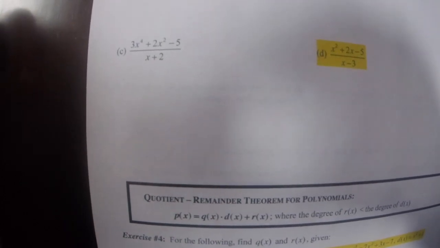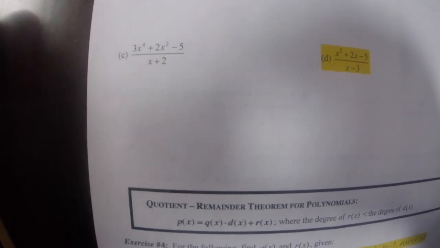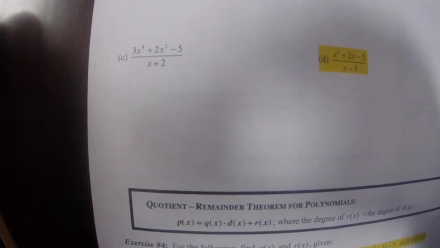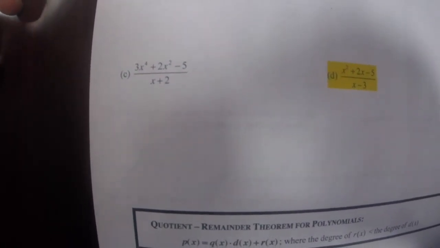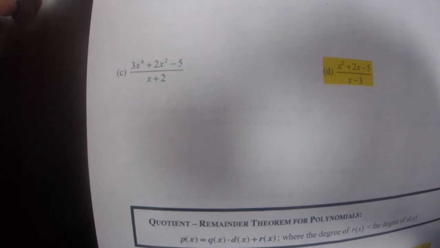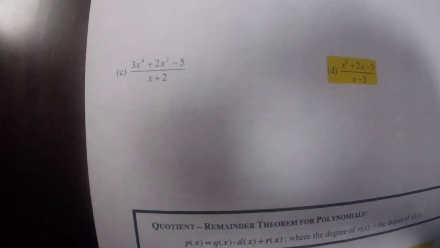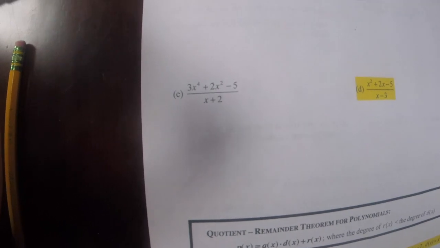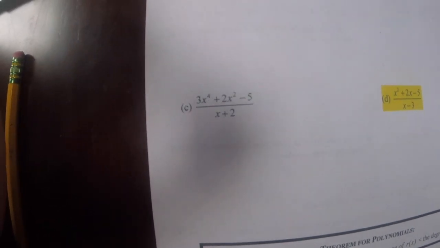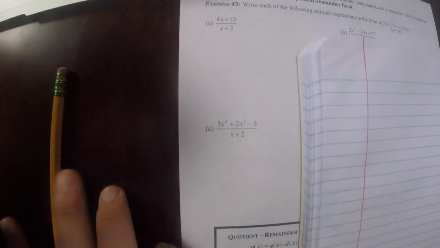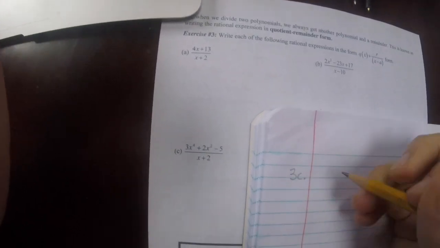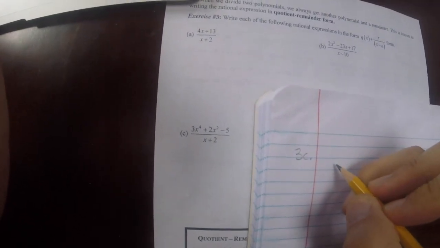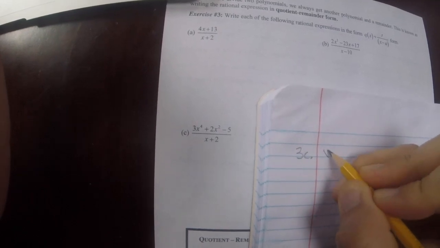So part C says we're doing polynomial long division, so we got to do 3x to the fourth plus 2x squared minus 5 divided by x plus 2. If you're going to try this one along with me, which you should be, I'm going to do this one on a separate sheet of paper because it requires a little bit more work than the space that was provided. All right, so I'm going to do that here.